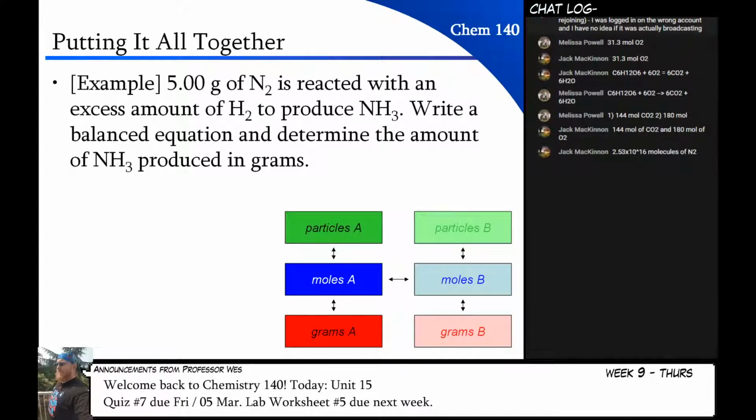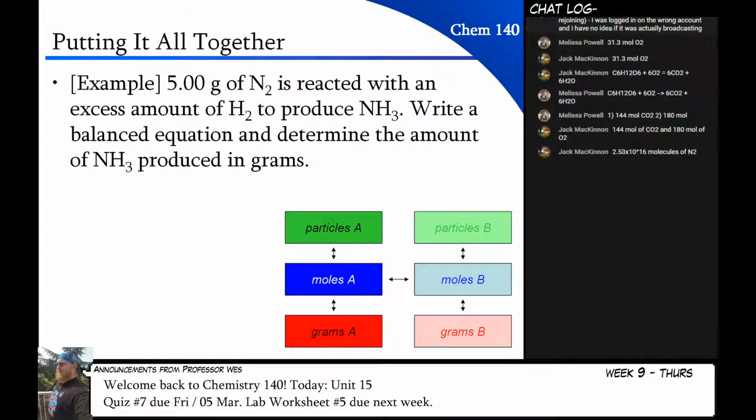Alright, so here's what we're going to do for the next problem. Now you're going to have to do all the work on your own to get to the answer here. We're going to put 5 grams of nitrogen in a container with excess hydrogen to produce ammonia. But I don't give you a balanced equation. So first of all, you need to write the equation based on what you see here, balance the equation, and then do the stoichiometry with 5 grams of nitrogen.